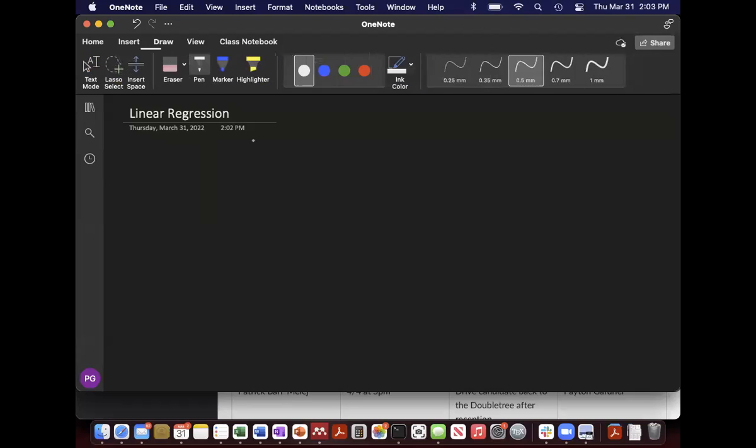All right, and the basic idea of linear regression is that we've got a, I gotta align my screen in my notebook here. It's gonna be hard.